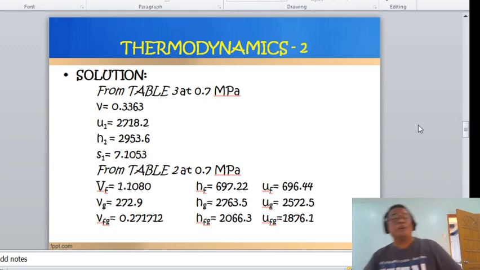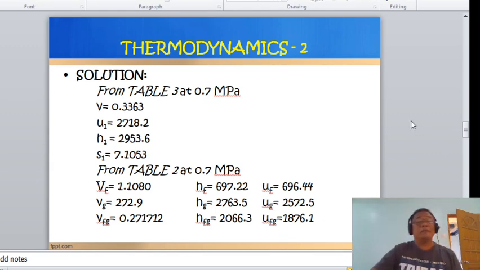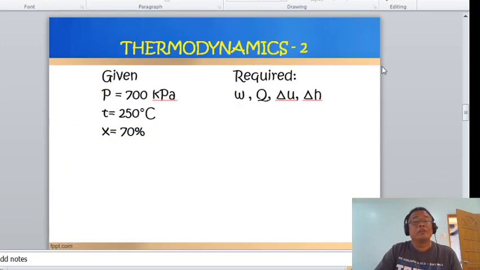So, from table 3, superheated vapor, at 0.7 megapascal. Take note, class: table 1 is for saturated temperature, table 2 is saturated pressure, table 3 is the superheated table, and table 4 is compressed liquid. If you take a look now at table 3 at 0.7 megapascal and 250 degrees Celsius.